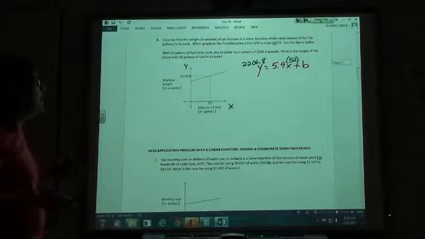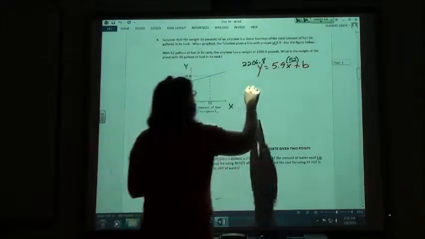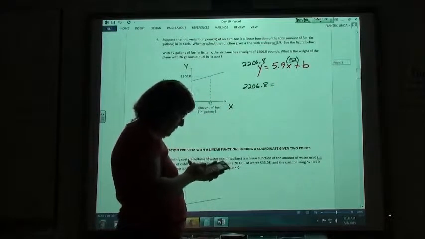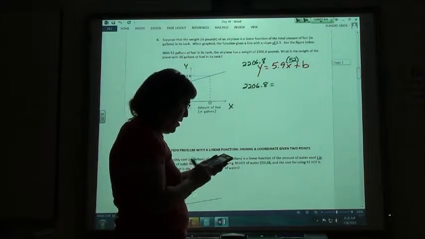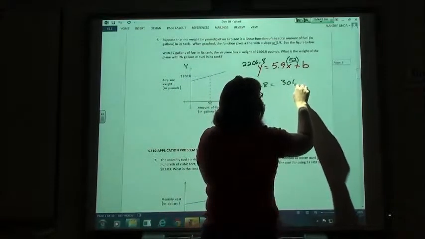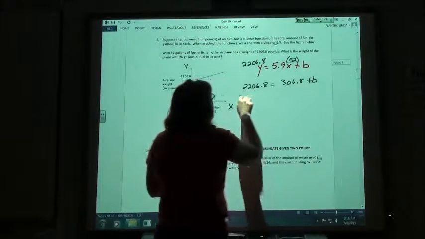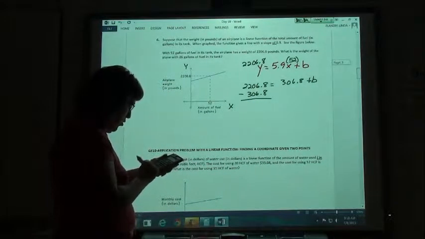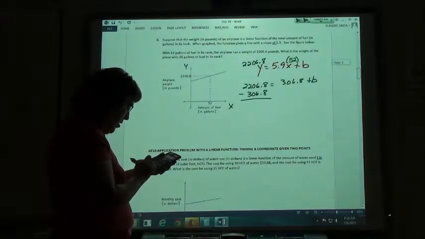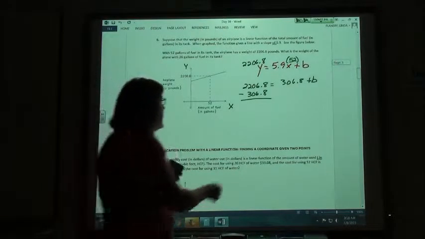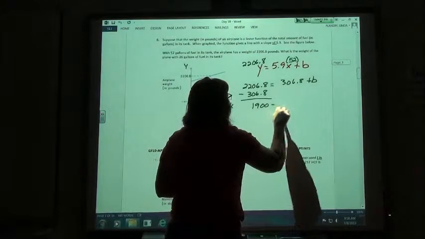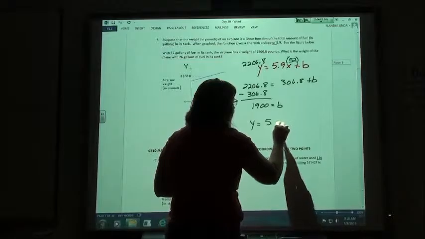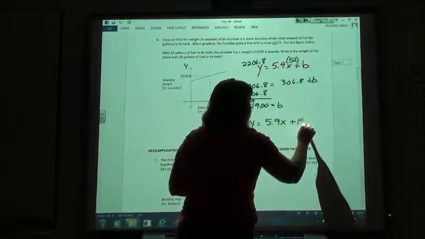I'm going to solve that to find out what my b value is. So 2206.8 equals 5.9 times 52, which is 306.8, plus b. So I'm going to subtract my 306.8. 2206.8 minus 306.8 gives me 1900 for my b value. So y equals 5.9x plus 1900.